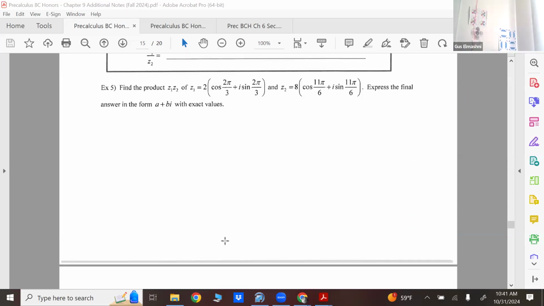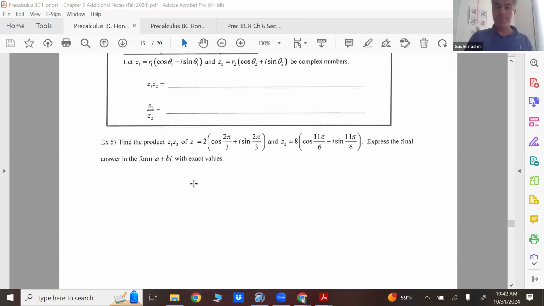Now, before I talk about this stuff above example 5, let me talk about example 5. You have 2 complex numbers, Z1 and Z2. Of course, if I work this out, it's going to be negative half and root 3 over 2. I can just write this in a plus bi form and multiply them like I usually do. But we can also do this in trig form.